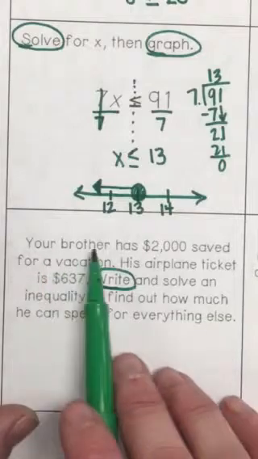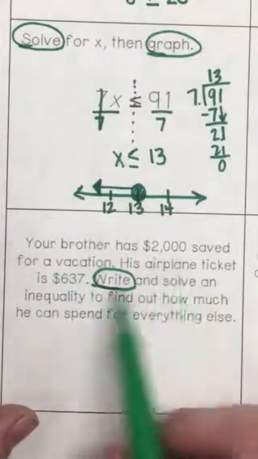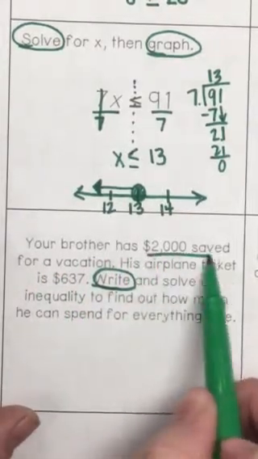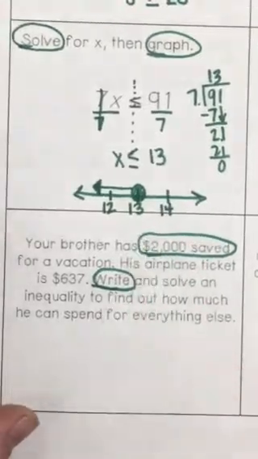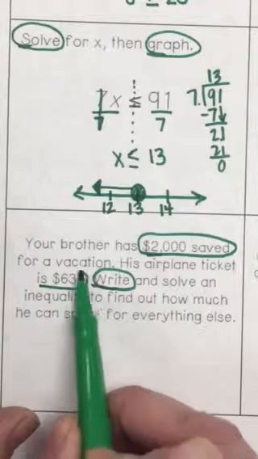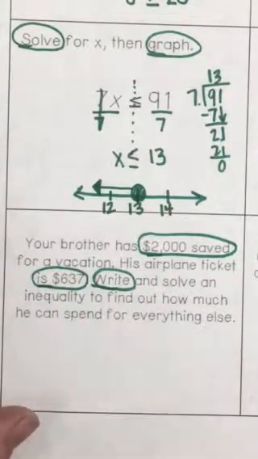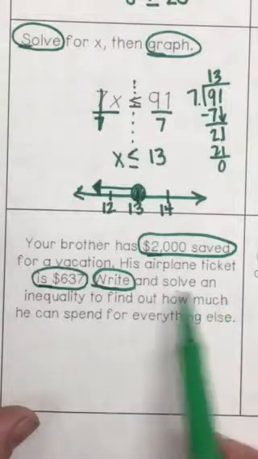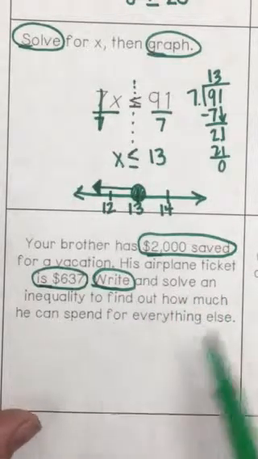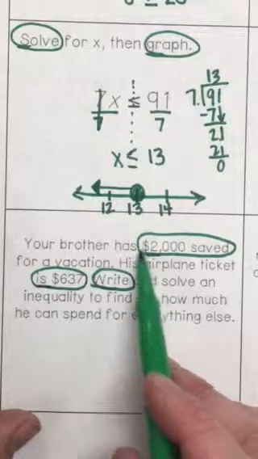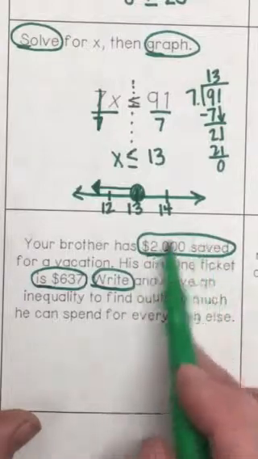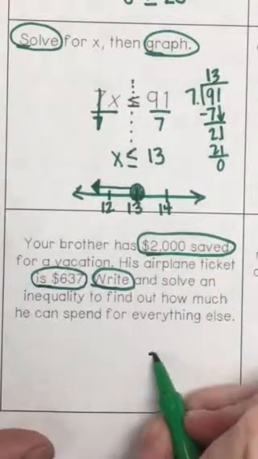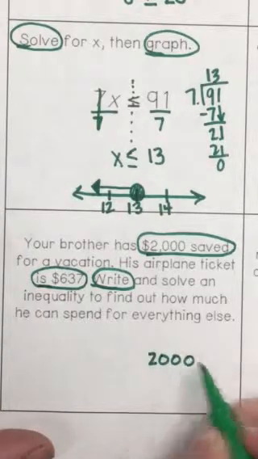It says your brother has $2,000 saved for a vacation. $2,000 saved is a keyword. I'm going to circle it. His airplane ticket is $637. It says write and solve an inequality to find out how much he can spend for everything else. So because I know that he's already saved $2,000, that's the most that he can spend.